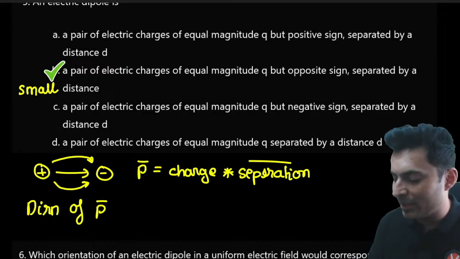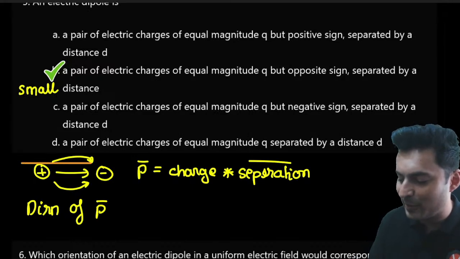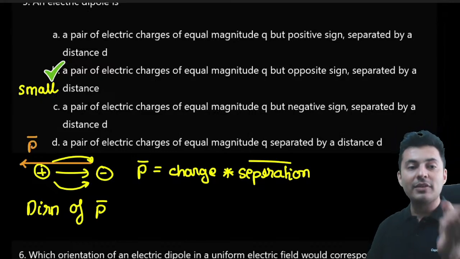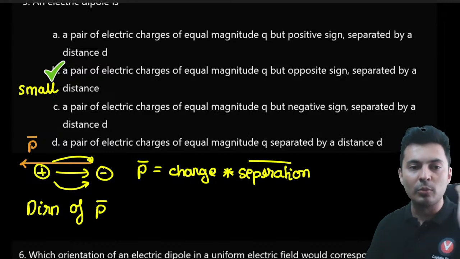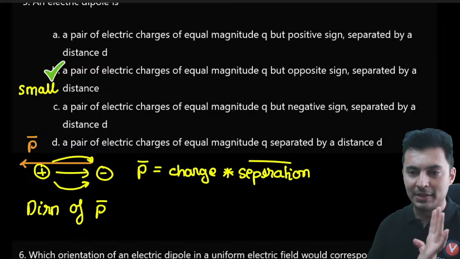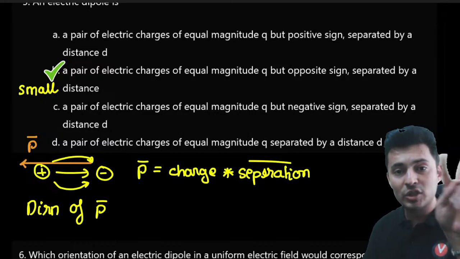Yeah, so it is not from plus to minus, it is from minus to plus. Yes, very good. So it's from minus to plus, be careful. Electric field goes from plus to minus. Dipole moment always goes from south pole to north pole, or negative to positive. Remember that. That is always opposite.